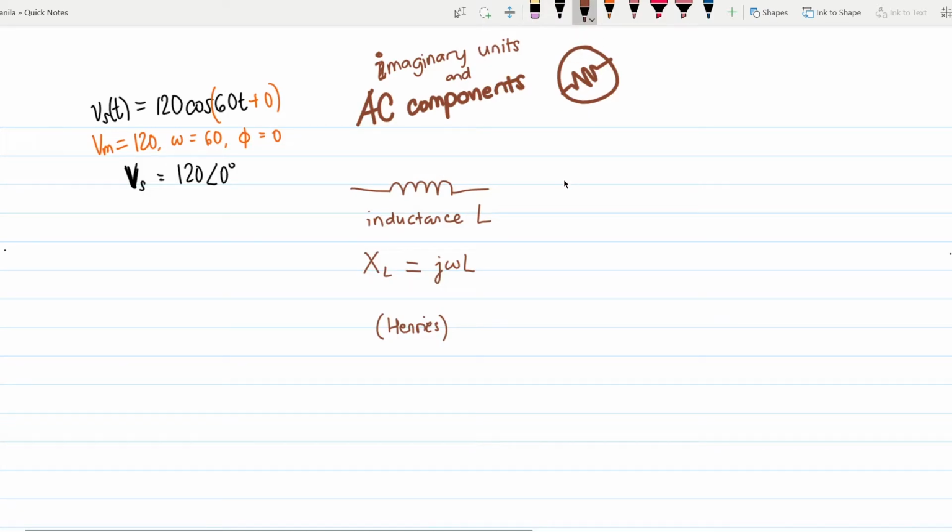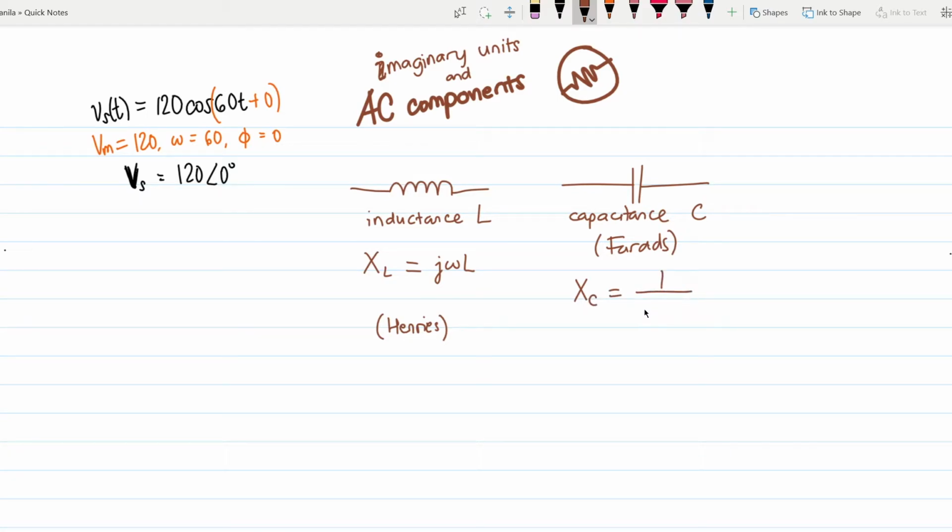And so for the next one, we have capacitors. Capacitors, instead of storing energy inside magnetic fields, store their energy in electric fields. You may have discussed this in your physics class, the dielectric effect. So it stores energy like that. Of course they also have their own unit, which is capacitance, denoted by the letter C, and its units are farads, big F. So the capacitive reactance is now going to be 1 over jωC.